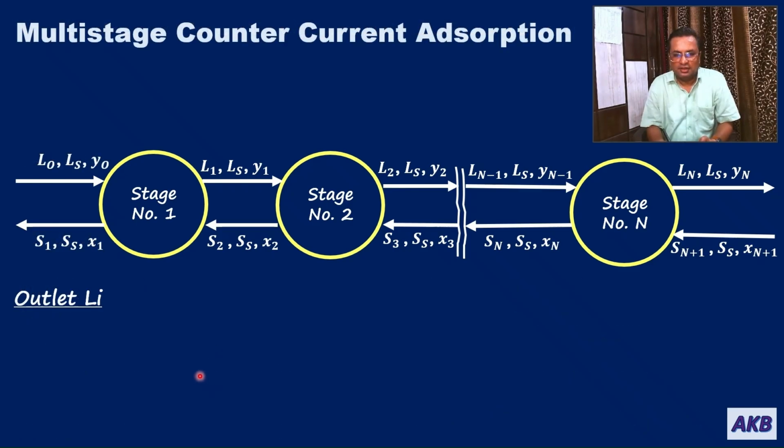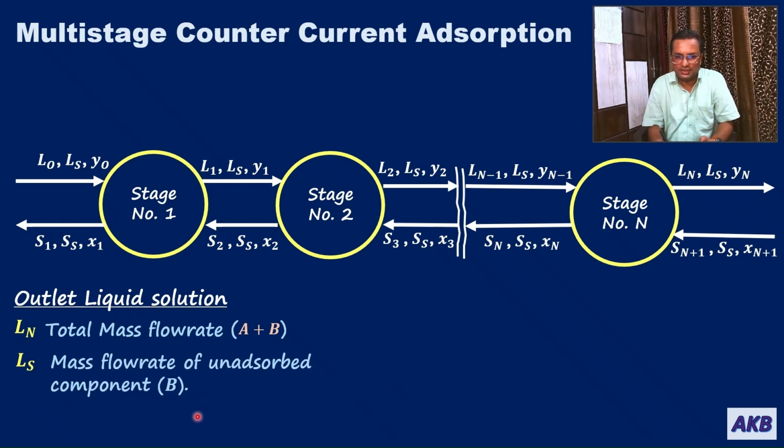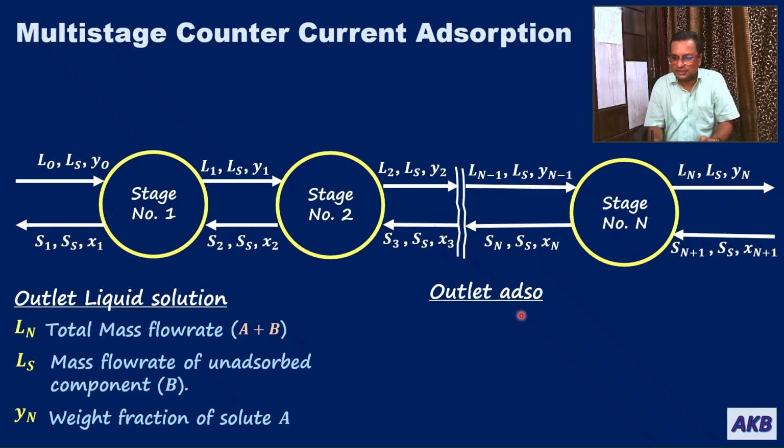Then, for the outlet liquid solution, you have Ln. This is the total mass flow rate of the liquid phase that comes out of stage number n, that is, the mass flow rate of A plus B. Then you have LS, which is the mass flow rate of the unadsorbed component, which is B. It remains unchanged. Whatever B enters into the operation, the same amount is going to come out of the operation. Then you have Yn. It is the weight fraction of the solute A in the solution that is coming out of stage number n.